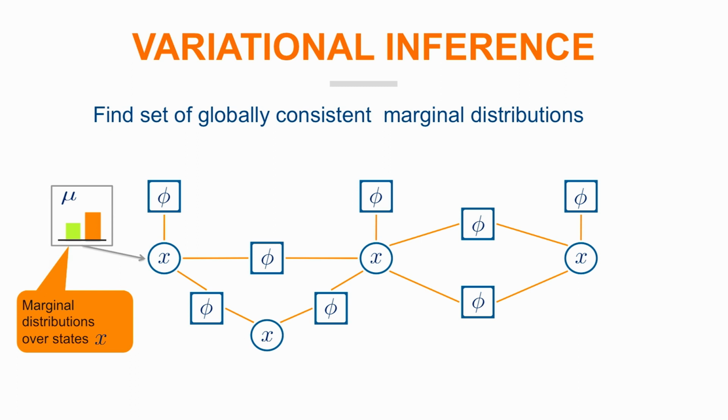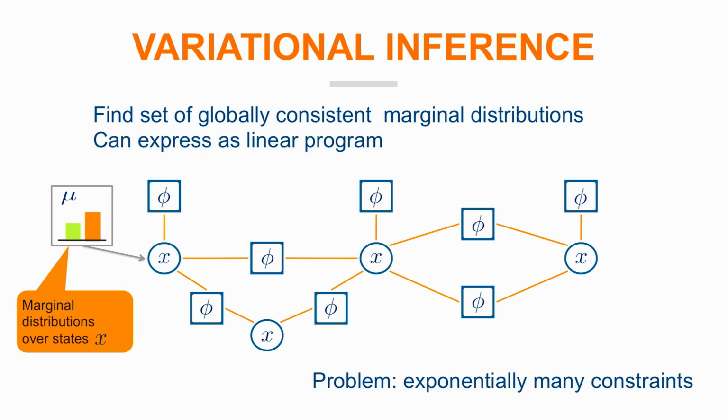Unfortunately, doing that is intractable, so we're going to look at ways of approximating it. The classic way of approximating this is using variational inference, where what we will do is attempt to find a consistent set of marginals. And if we found a globally consistent assignment of those, then we actually would have a solution to our problem. The only problem is you have exponentially many of these constraints, and so it's intractable.